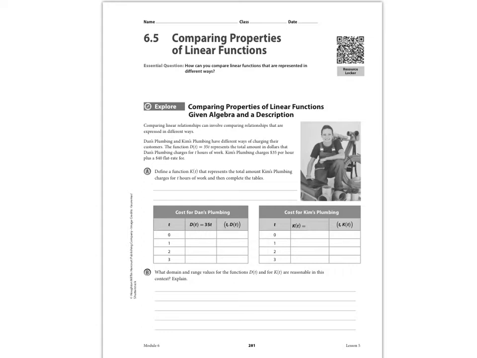Our essential question is, how can you compare linear functions that are represented in different ways? So this is the last lesson of the module, and throughout the module, you learned how to write equations from tables, from points, given a slope and a point, from graphs, things like that, into three different forms, right? We have slope-intercept form, point-slope form, and also standard form. Be familiar with all three of those.